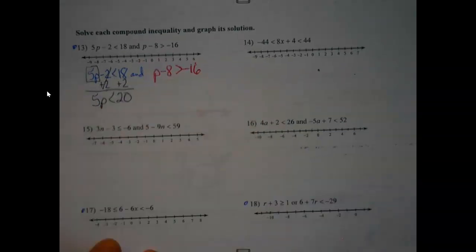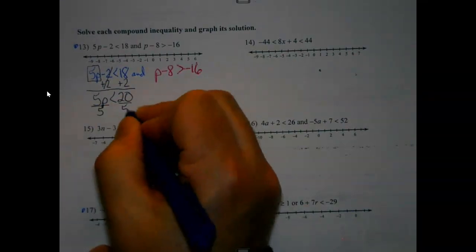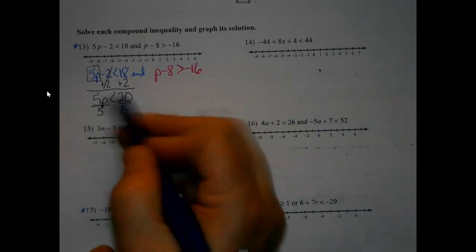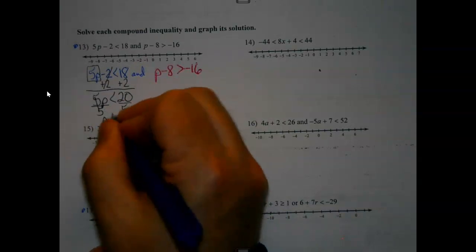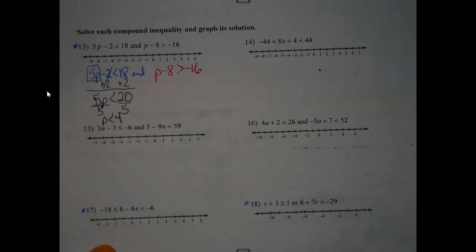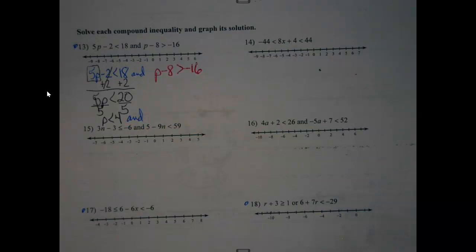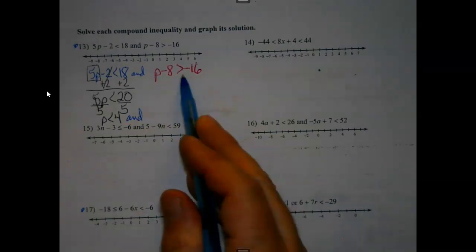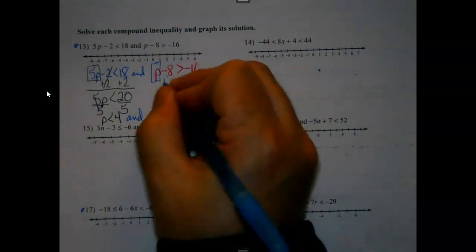So I undo my minus 2, I add my 2. I undo my multiply by 5 by dividing by 5 and get my solution. And then I do the same thing over here. I want to get p alone. I'm minusing 8.